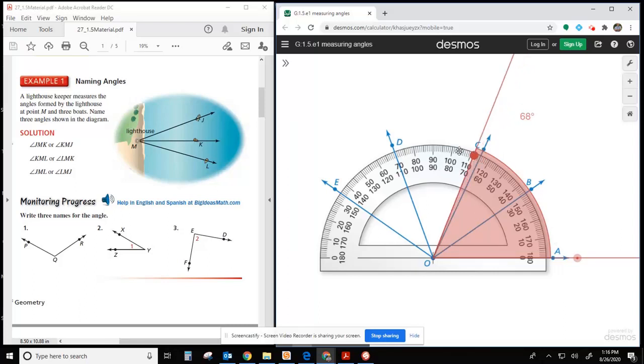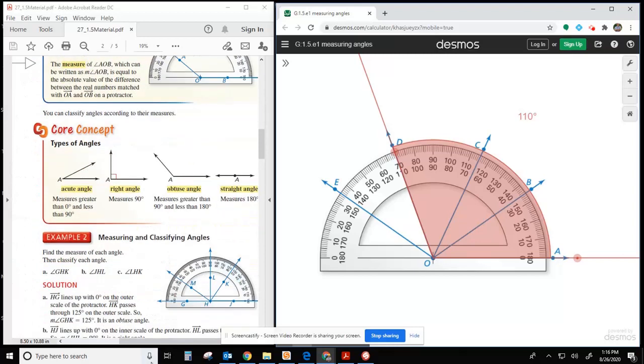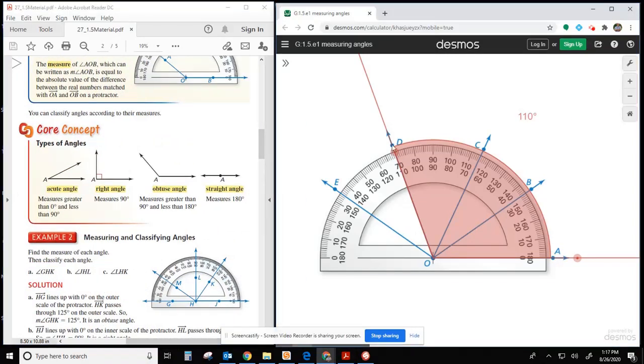Let's move. Let's come over here. This is angle AOD or angle DOA. It is 110 degrees. It is an obtuse angle because it is greater than 90. So on the left, I'll move down to where all these are listed or in your textbook. If we had a point here, this would be a 90-degree angle, also called a right angle, 90 degrees.